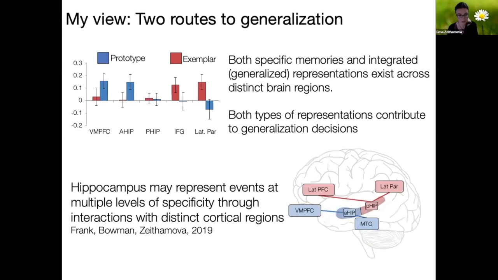And I didn't have time to talk much about hippocampus, but you heard it earlier. One possibility is that hippocampus represents events at multiple levels of specificity. It can be along different subfields, or along the long axis of the hippocampus, anterior-posterior in humans. Both specific and generalized representations in the hippocampus can inform generalization. So that's the story, a complicated view.